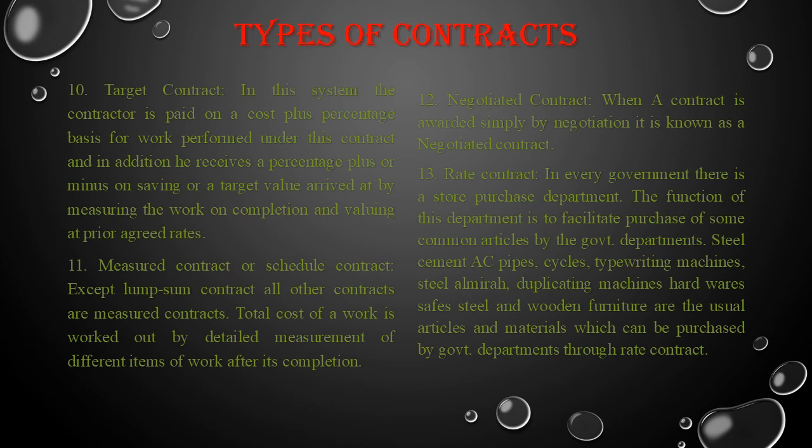Rate contract. In every government, there is a stock purchase department. The function of this department is to facilitate the purchase of some common articles to the government or departments. Steel, cement, AC pipes, cycles, typewriting machines, steel almirahs, duplicating machines, hardware, safe steel, and wooden furniture are the usual articles and materials which can be purchased by the government department through rate contract.